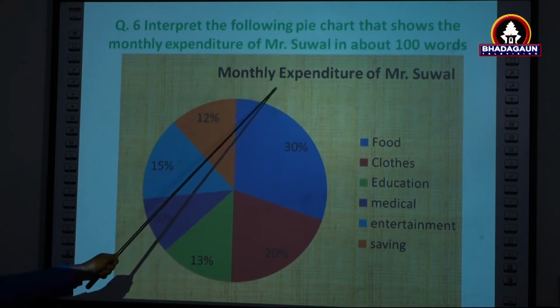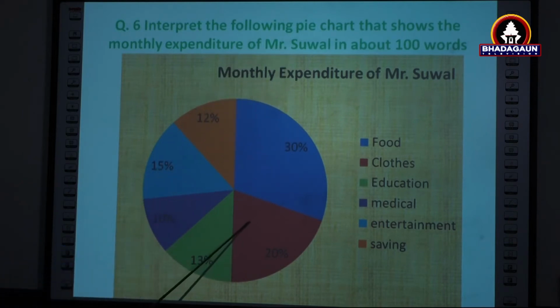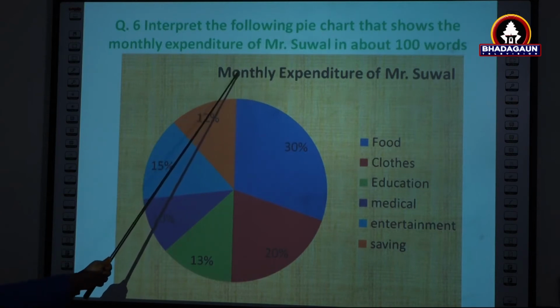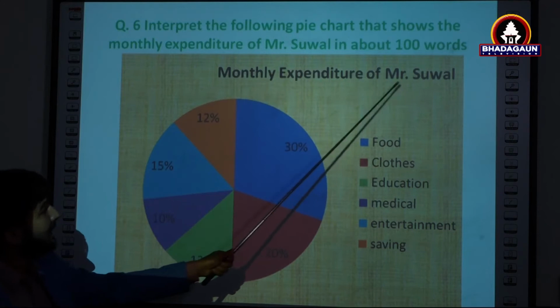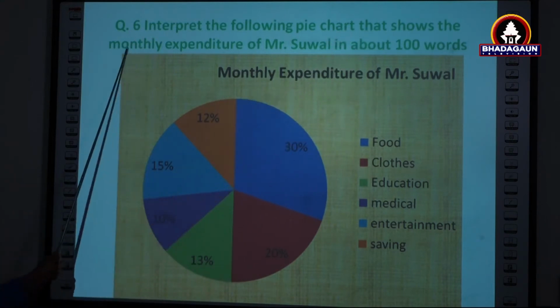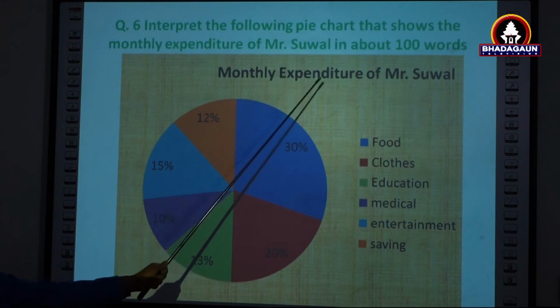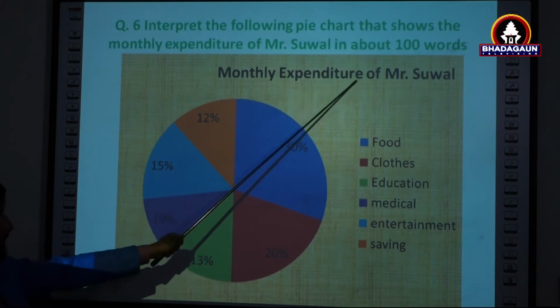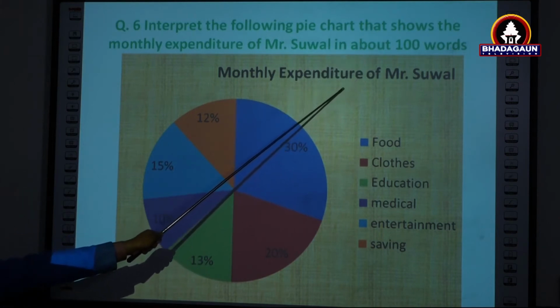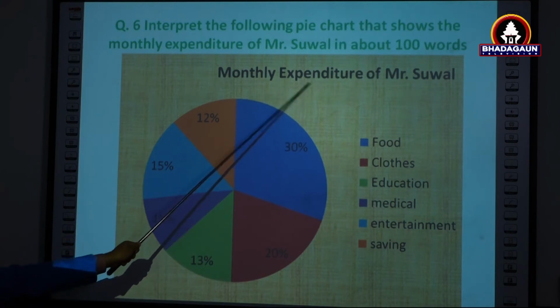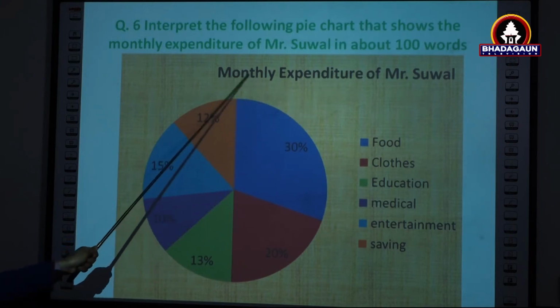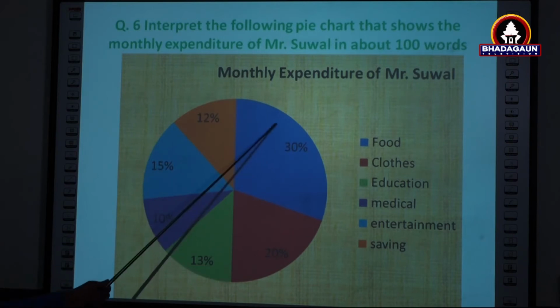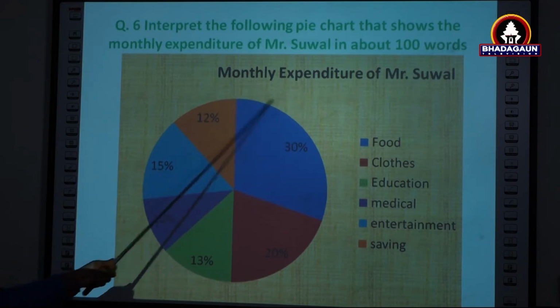So here is the content of this picture given. So what's the content? Subject matter, title: monthly expenditure of Mr. Suwal. It is given here also. The title of this picture is given in two places. One in the question form, second one is in the picture. So first of all, you have to know the title. You might have guessed the title. So the first duty, when you see this question in your examination, is to pick out this title and write it in your copy.